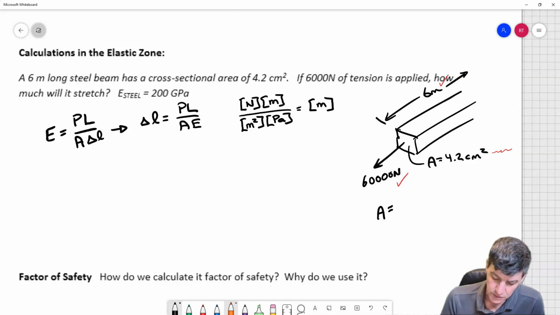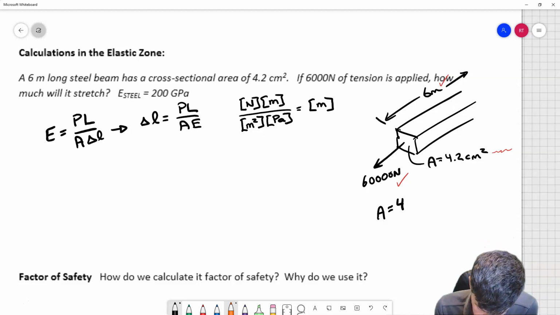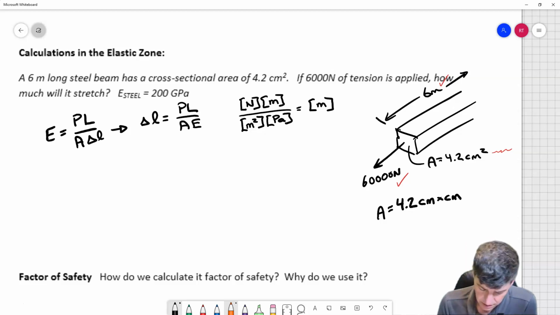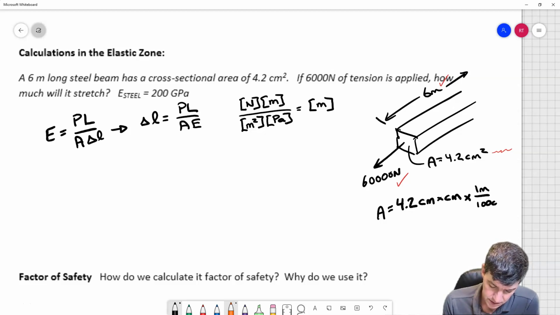Be very careful with this conversion. It is a hard one. Okay, looks simple, but very often mistakes are made. So what we have is 4.2 centimeters squared, which really is a centimeter by a centimeter. Since I have centimeters twice, what it means is that I'm going to have to convert twice. So times 1 meter per 100 centimeters times 1 meter per 100 centimeters.